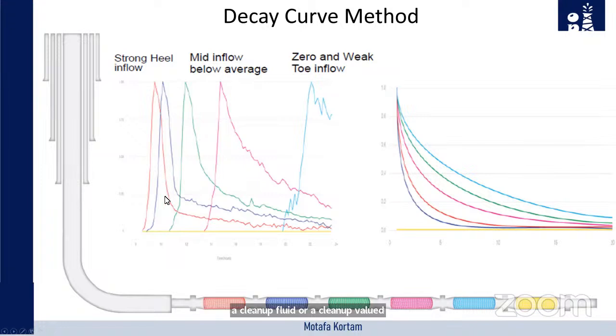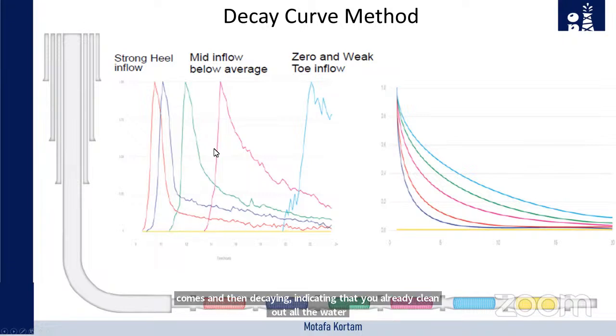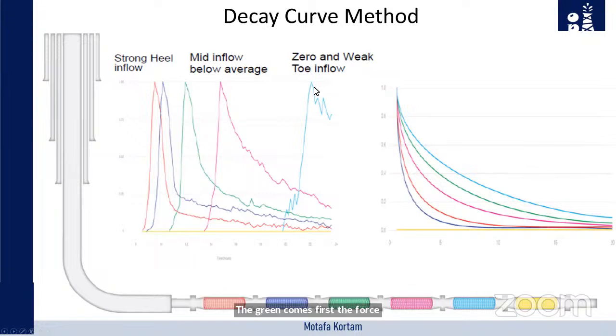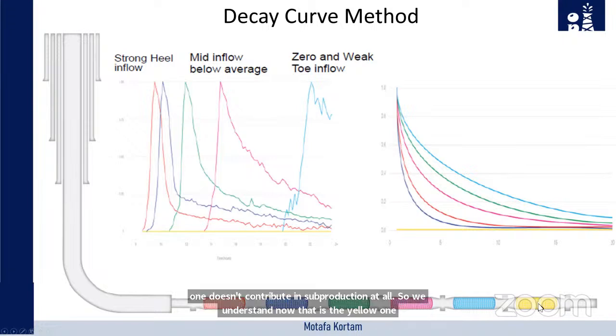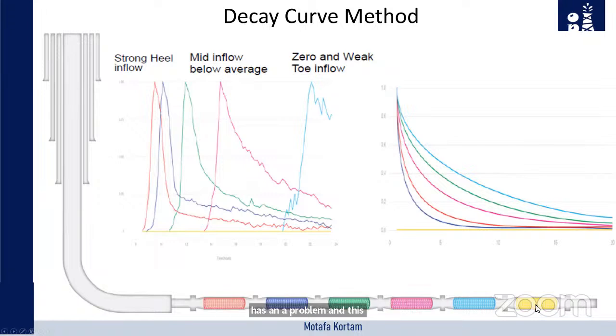So the red one represents the highest or the initial flow and the fluids that come from the first interval. Then the blue one comes and then decays, indicating that you already cleaned out all the water. The green comes first. The fourth is purple, and then the cyan comes here. The yellow one doesn't contribute to the production at all. So we understand now that the yellow one has a problem, and this compartment or zone or interval is not able to contribute.